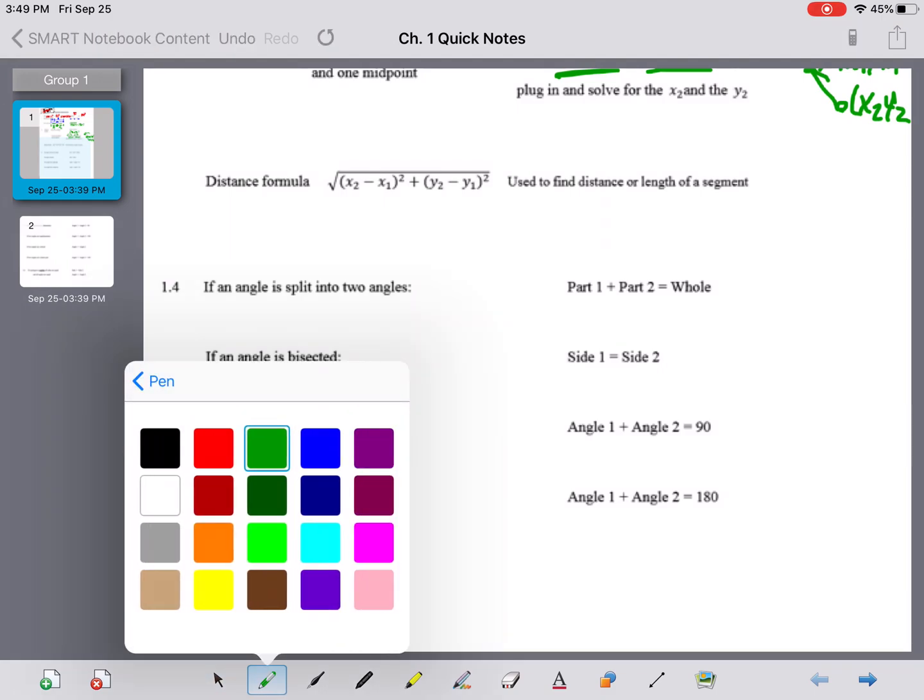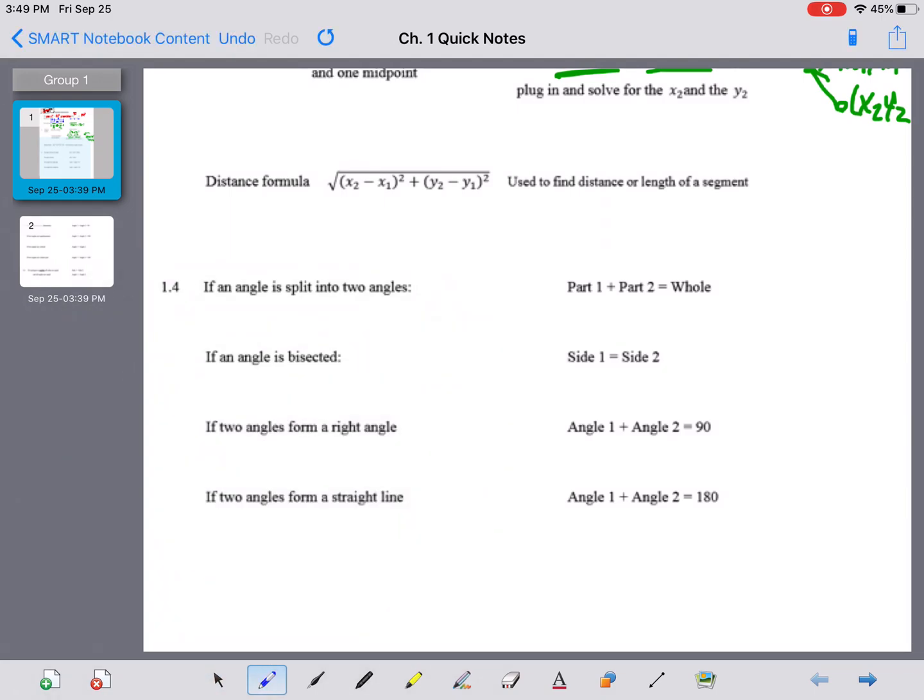In 1.4, we talked about a bunch of angle relationships, okay? If you have an angle and there's another one, so there's part 1 over here, there's part 2 over here, they're not necessarily the same size, we do part plus part equals whole again, okay? And remember, that means we have to know the whole thing or have an expression for that whole thing, okay?